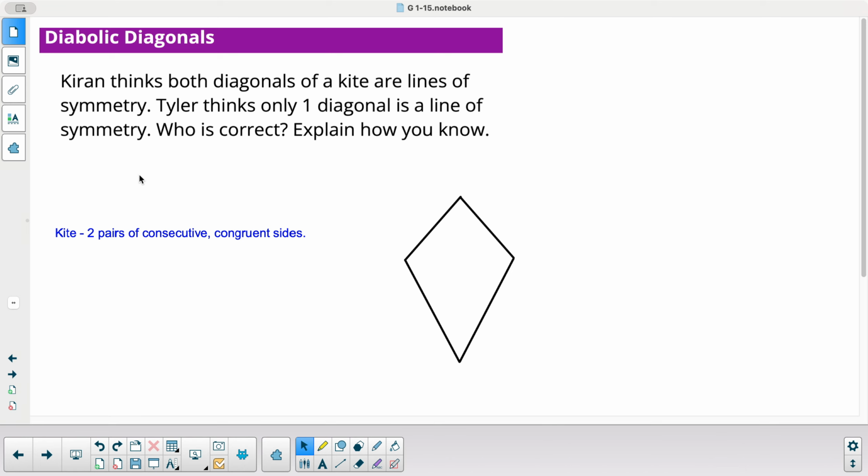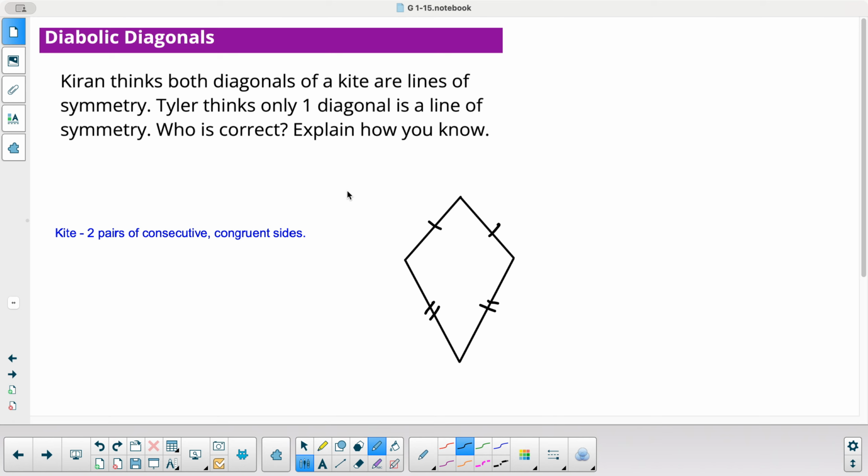All right, a kite. A kite has 2 pairs of consecutive congruent sides. So this side here is congruent to that, consecutive meaning next to each other. And this side is congruent to that side. So it's kind of easy because everybody knows what a kite looks like. So there it is. All right, Kieran thinks both diagonals of a kite are lines of symmetry.